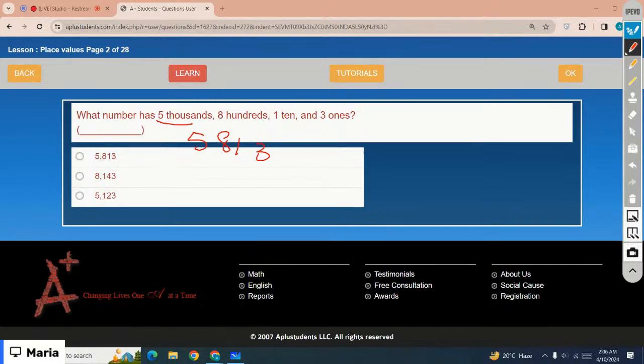Which is the correct option? Yes, the correct option is option number 1, that is 5813. The correct option is option number 1. Very good.